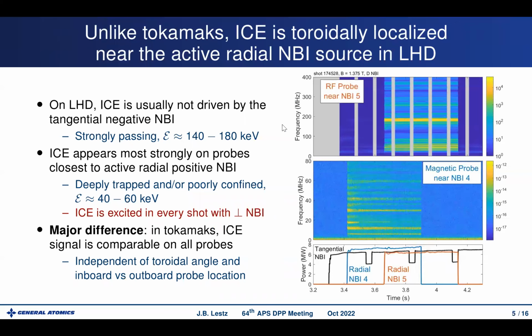This is one of the main results and differences, and that's that, unlike in tokamaks, ICE is toroidally localized near the active radial beam source in LHD. So you can see that in this figure, where when we turn on one of the radial beams, beam number 4, then on the probe that's close to that beam, you see the ICE fluctuations right away, but you don't see them on a probe that's somewhere else in the device that's closer to beam number 5. But then when you turn beam 5 on, then you also see the fluctuations on that probe. So this is the localization that occurs in LHD.